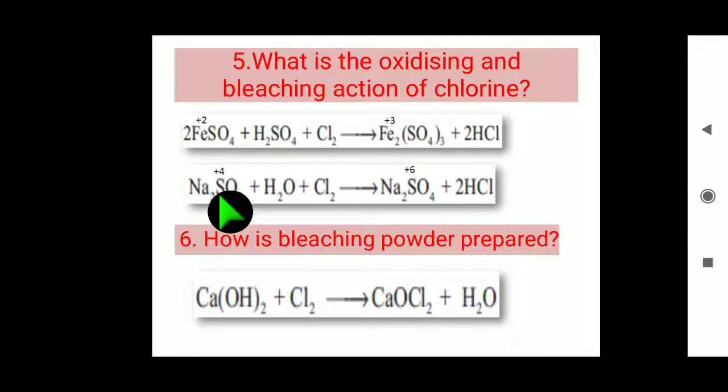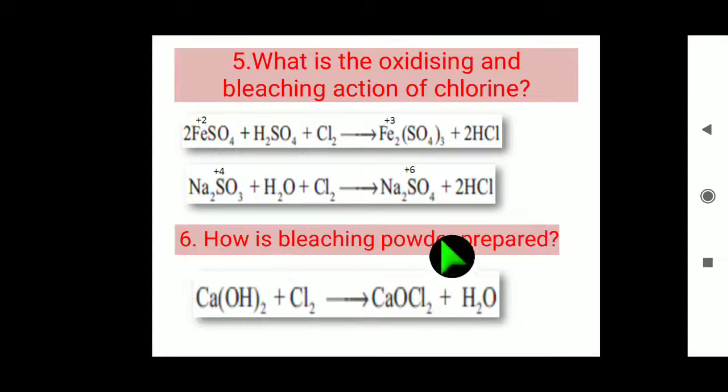So one more equation, sodium sulfite turns to sodium sulfate. Here sulfur oxidation state +4, right side sulfur oxidation state +6. After adding the chlorine, the oxidation state will change. So these two equations prove the oxidizing property of chlorine.